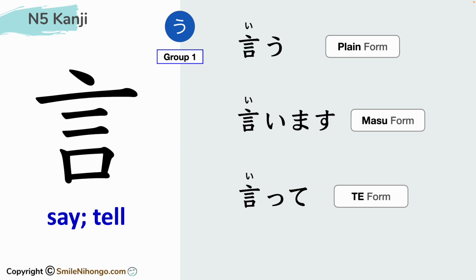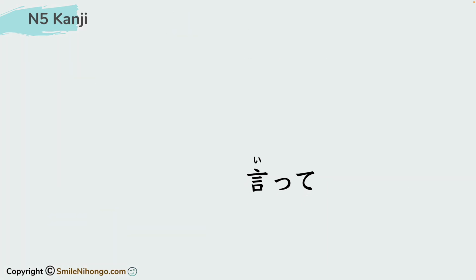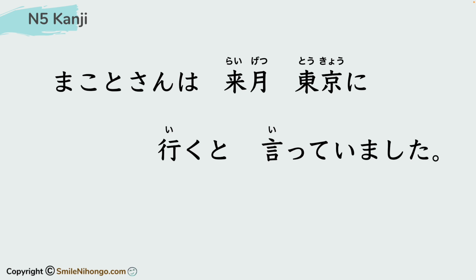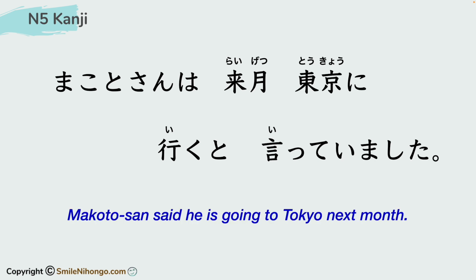Here's an example sentence using its て form. 意味がわかりますか？Do you understand the meaning? The sentence is a little longer this time. 誠さんは来月東京に行くと言っていました。そうですね。The sentence means, Makoto-san said he's going to Tokyo next month. 誠さんは来月東京に行くと言っていました。The particle to here is the quotation particle to quote what Makoto-san said.